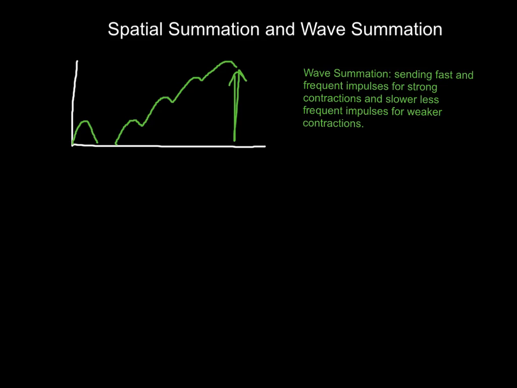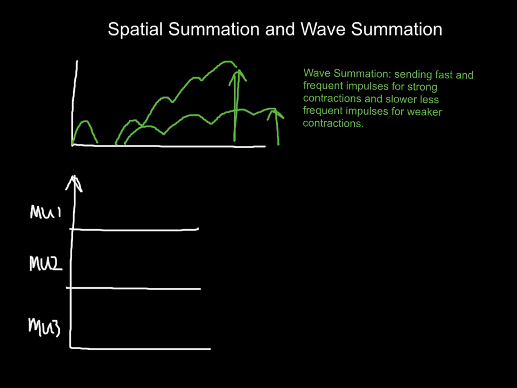So wave summation, what can I do? As it says there, I can send fast and frequent impulses for strong contractions, like I've done here, or I simply send slower and less frequent impulses for weaker contractions. What you'd end up with is something that looks like that. If I send them slower and less frequent, I'm going to end up with a weaker contraction. So that's another way that I can vary the strength of a contraction, by the rate at which I send the impulses, and we call that wave summation.